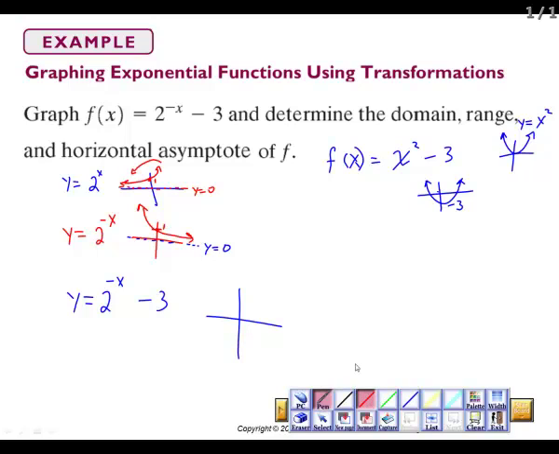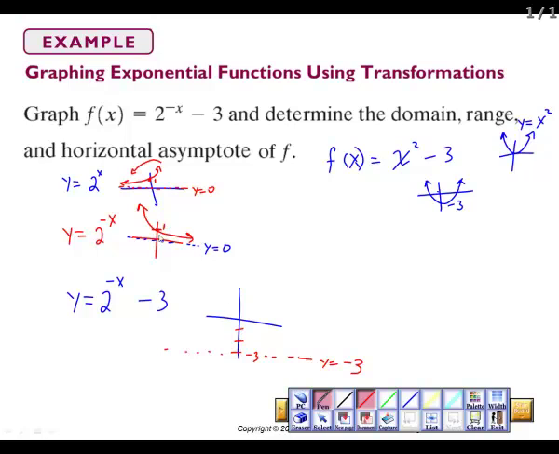It's helpful to start with the horizontal asymptote. So the horizontal asymptote starts at 0. So that's going to go 1, 2. The horizontal asymptote will go down to y equals negative 3.